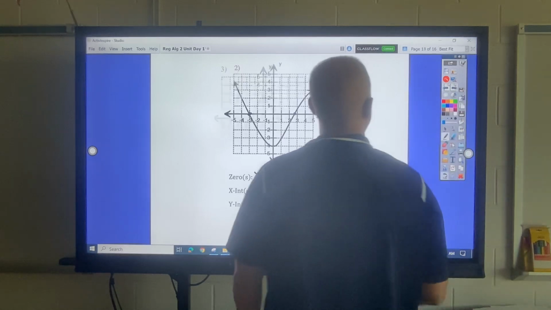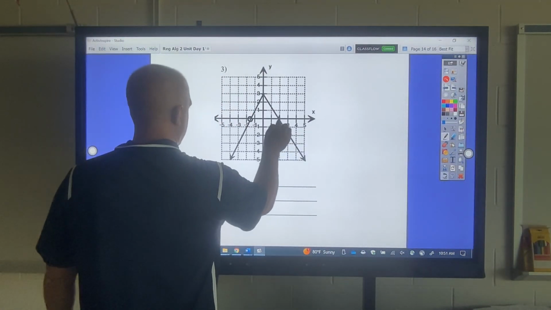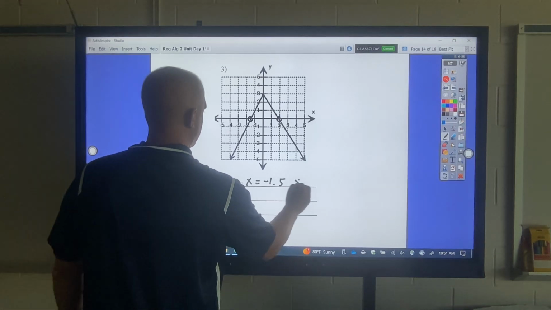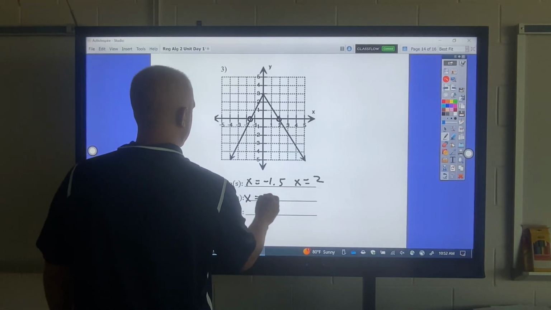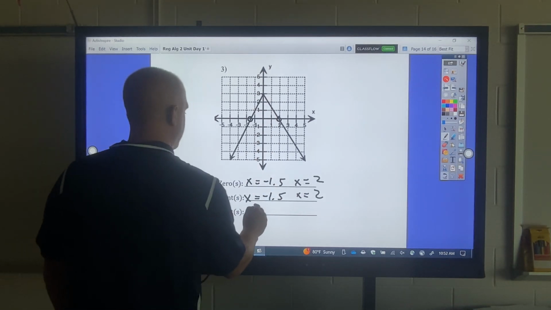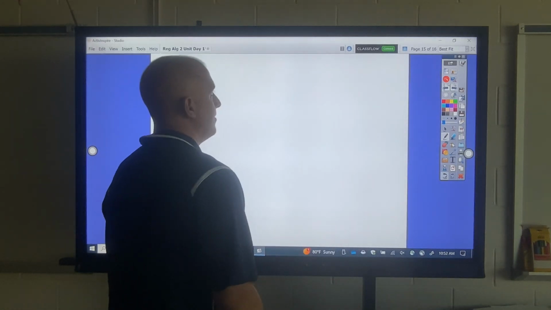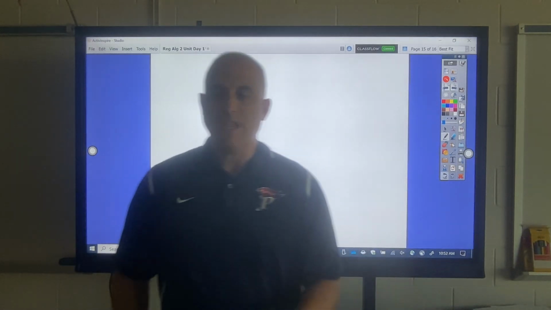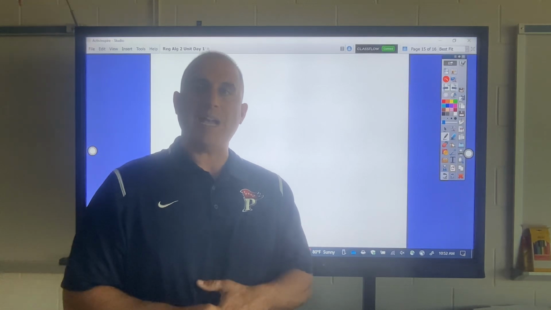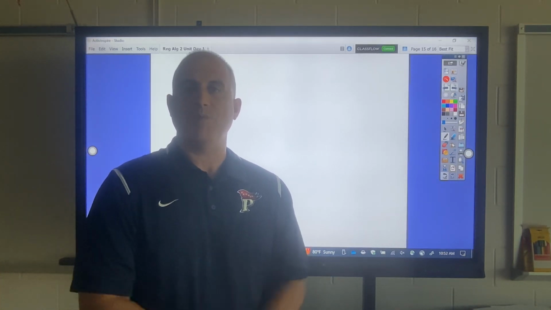Okay. The zeros. That's going to be here and here. So that's going to be x equals negative 1.5 and x equals 2. My y-intercept is that number there. Y equals 3. Okay. All right. So you can go ahead and finish the last few problems in your notes packet, and then you can proceed to work on the homework. All right, to reinforce what we learned.